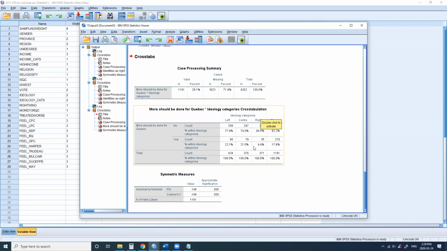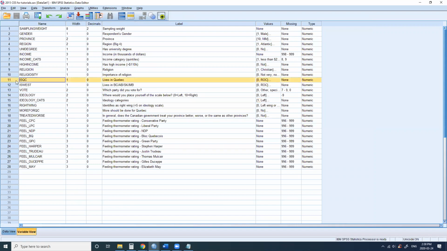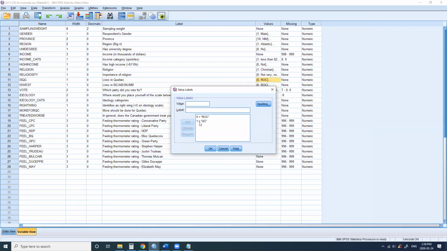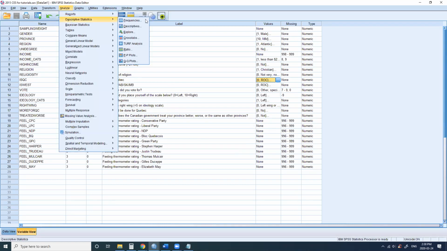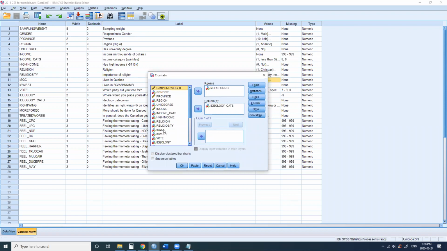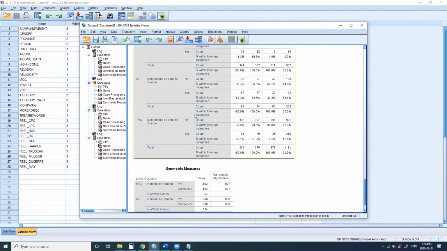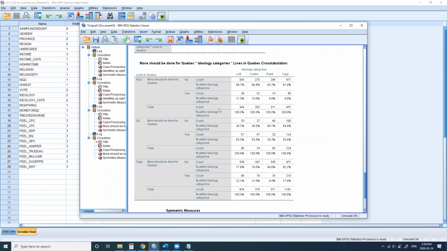There are other possible variables that might play here. Maybe whether or not somebody lives in Quebec. So we happen to have a variable for that. Variable number 11 is Quebec. A respondent lives in Quebec, and we'll code that as 1 if they live in Quebec, and 0 if they live in the rest of Canada. So we'll run our trivariate crosstab, and we'll put is QC in our layer box and press OK. So now we have a partial for the ROC or rest of Canada, a partial for those who live in Quebec, and then this combined partial, which we're just going to ignore.